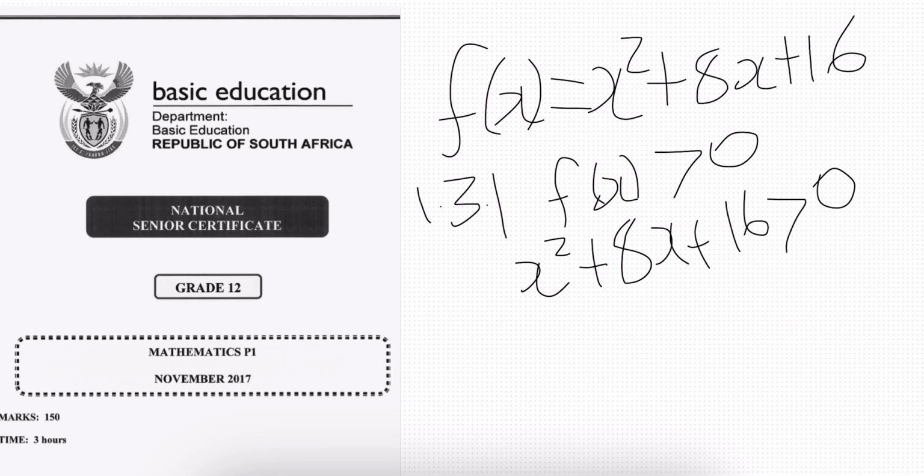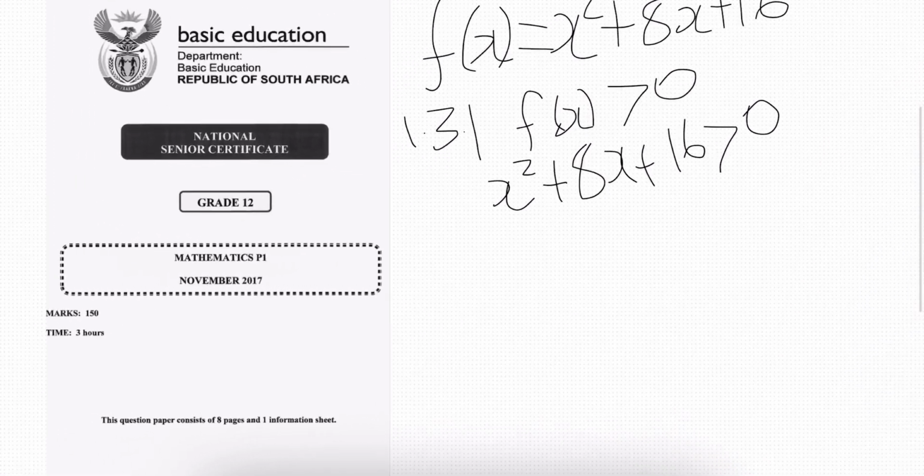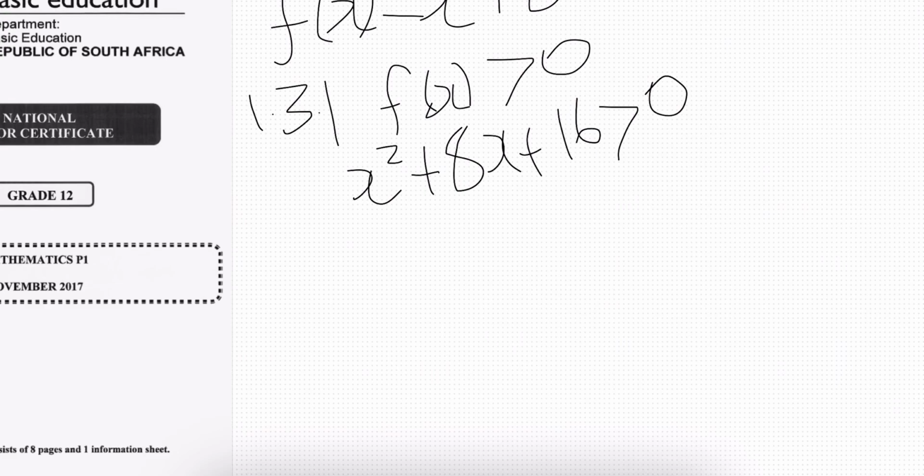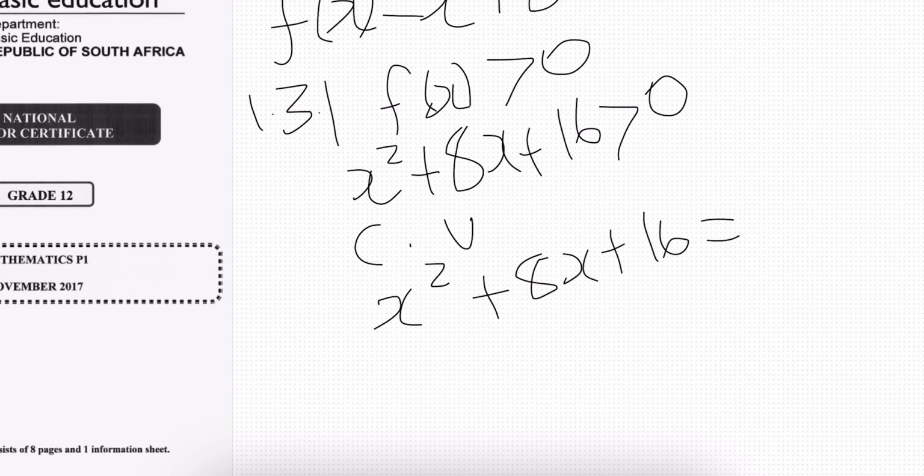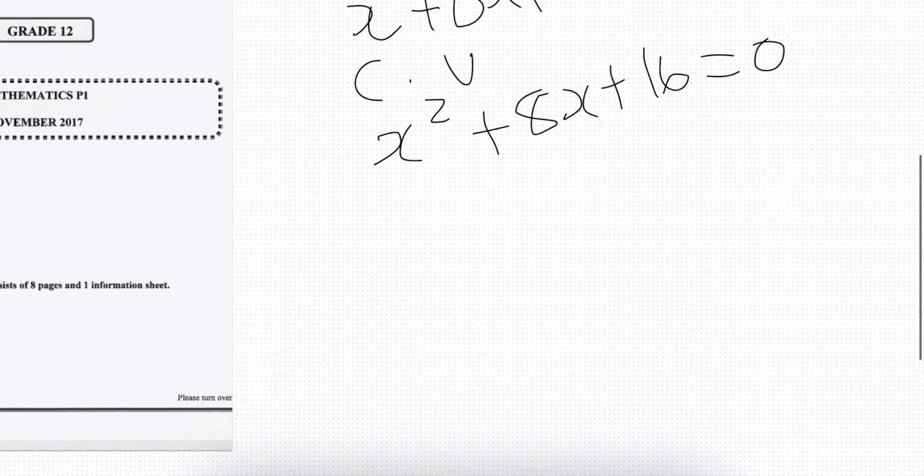Normally what I do here is I'll just determine the critical values. So what are my critical values? I say for my critical values, let this thing be equal to 0. So it will be x squared plus 8x plus 16 equals 0. So when you solve, you're looking for values of x for which this function is equivalent to 0. Okay, cool.